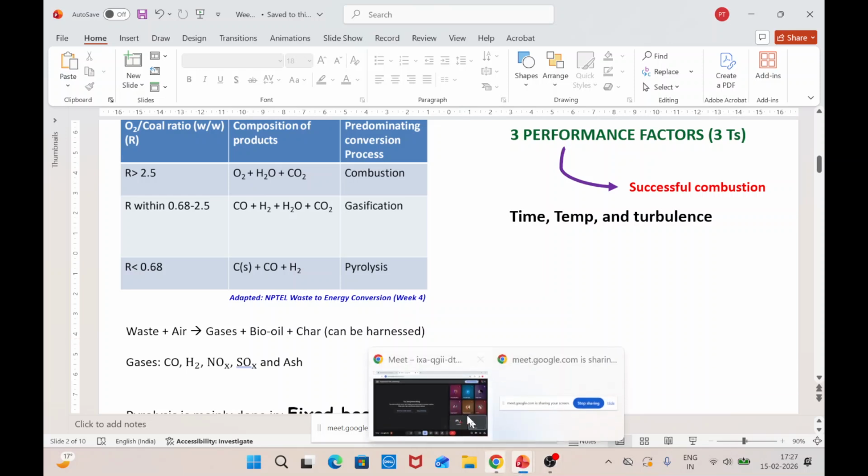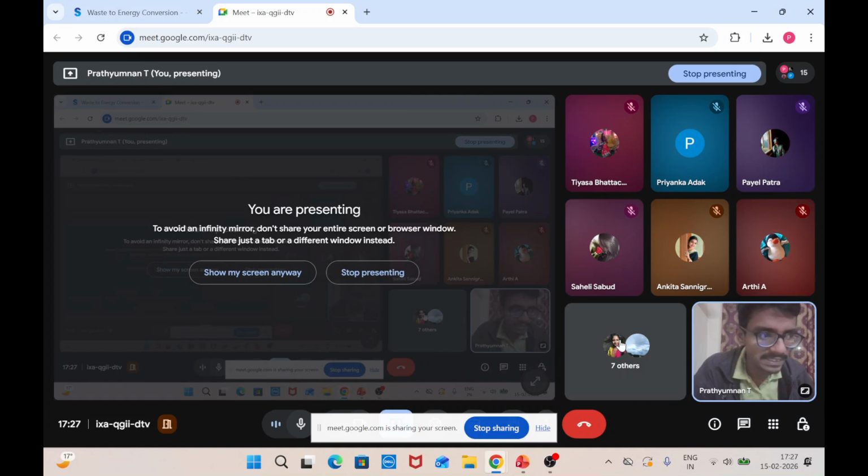Yes, anyone? What is the difference between pyrolysis and carbonization? Are they same or are they different?